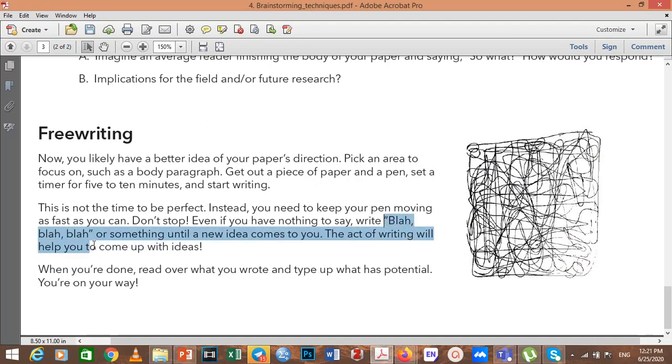You get it? So sometimes if you write down and you run out of ideas, you don't stop thinking. You just write blah blah blah to keep your brain thinking, right? If you run out of ideas and then you stop writing, your brain will stop working the same. So you just write blah blah blah, and when you come up with a new idea, continue, right? The act of writing will help you to come up with new ideas. So when you are done, read over what you wrote and type up what has potential. You are on the way. Okay, so you can reorganize what you wrote down, and what is not necessary, you don't need to pick up.